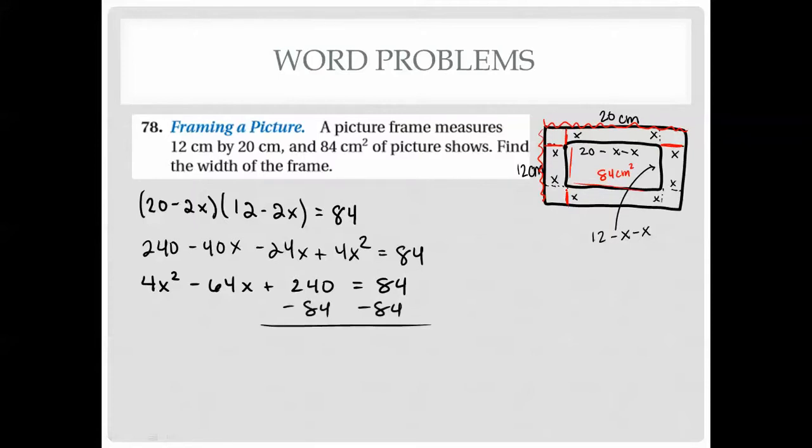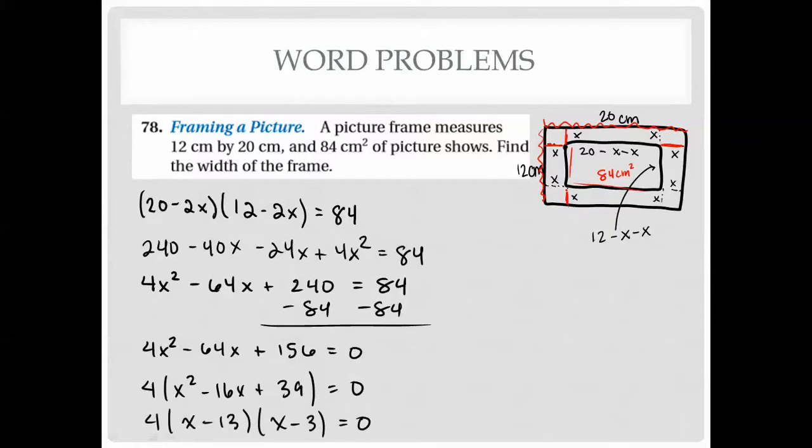Subtract 84 from both sides. 4x squared minus 64x plus 156 equals 0. Then begin to factor. I can factor a 4 out, and I'm left with x squared minus 16x plus 39 in parentheses, and then I need to go about factoring that trinomial. So I need factors of 39 that add up to negative 16. Those factors are negative 13 and negative 3. So I set those equal to 0 and solve.